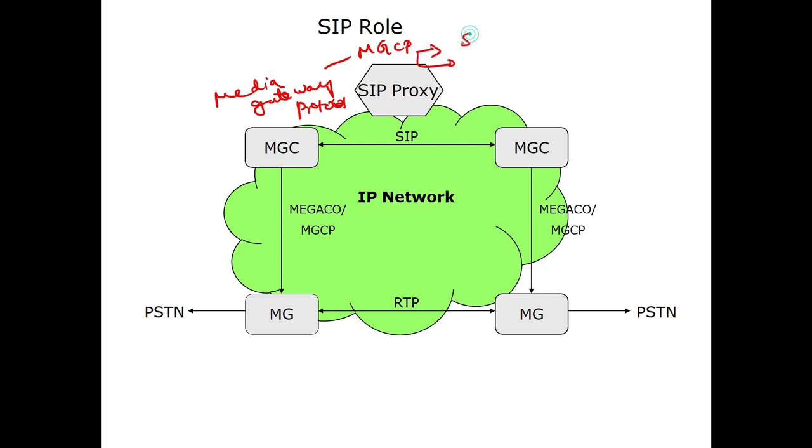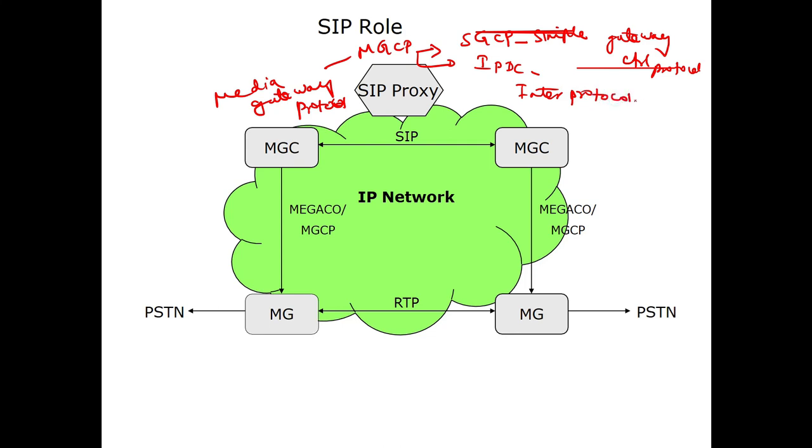One is said to be SGCP. SGCP is nothing but simple gateway control protocol. Okay, and another one is said to be IPDC. IPDC is said to be internet protocol device control. IP is internet protocol, DC stands for device control.